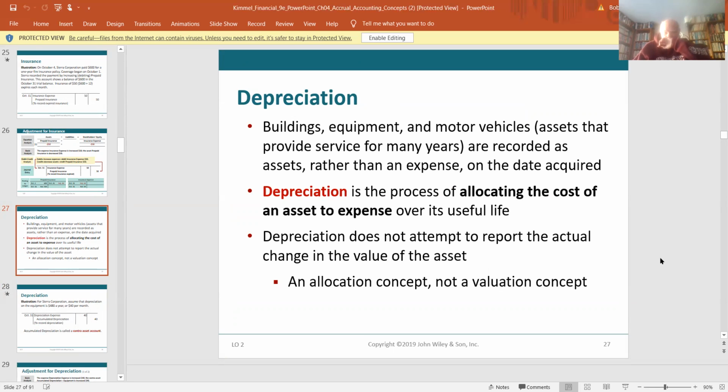Well, that makes sense. You buy a company car today, that's clearly an asset. It's not an expense. But we're going to turn that car into an expense, sort of, by a monthly depreciation expense. It's the process of allocating the cost of an asset to expense over its useful life. Keep in mind, depreciation does not attempt to report the actual change in the value of the asset. It's an allocation concept, not valuation.